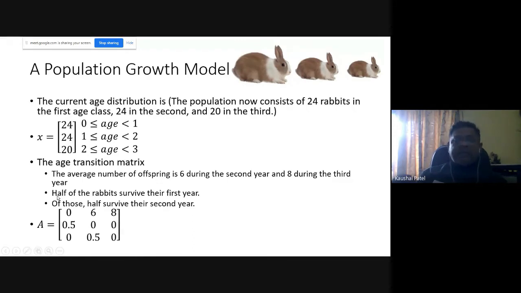Now the other information is that half of the rabbits survive their first year. It means after the first year, half of the rabbits die. So here we multiply by 0.5. Whatever rabbits we have, when they go from the first year to the second year, half of them might die. And from second to third, again half of them die. So this is the information that we can get.